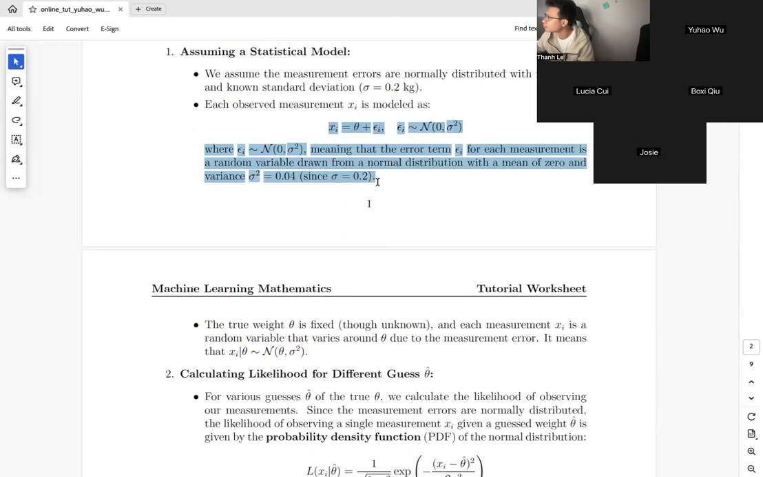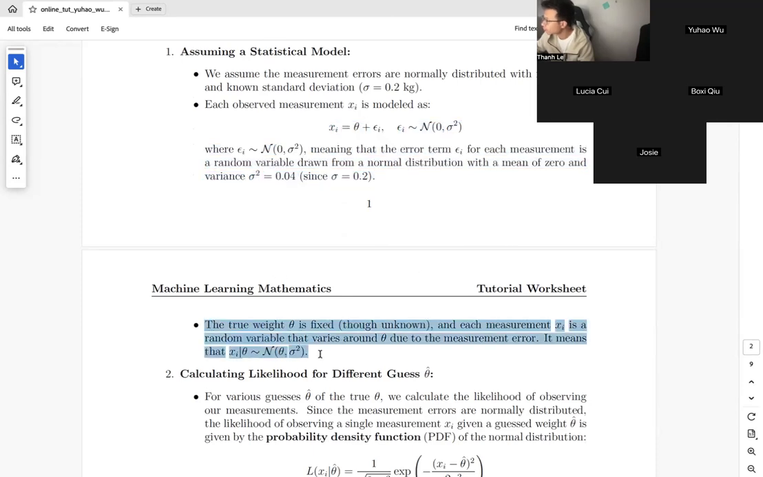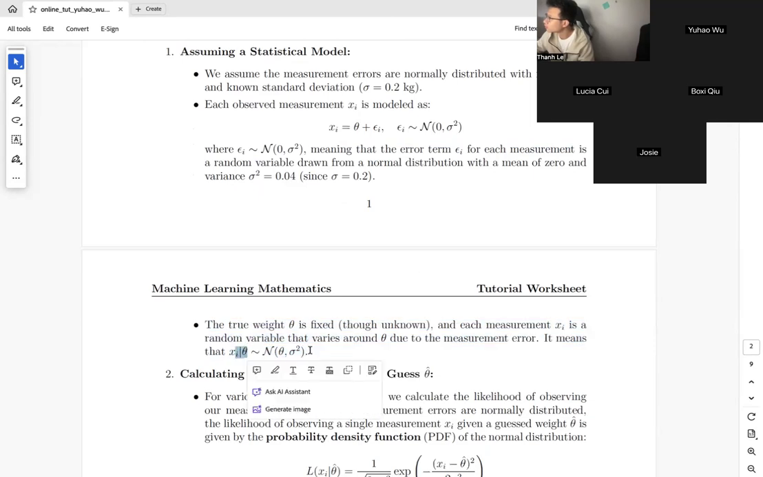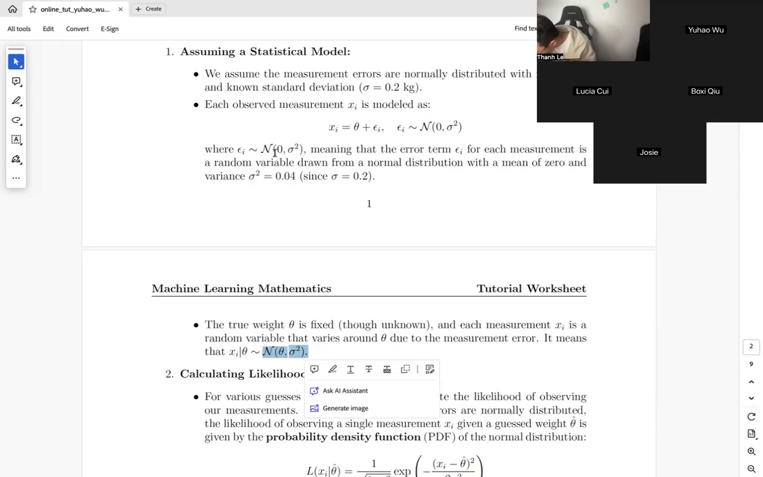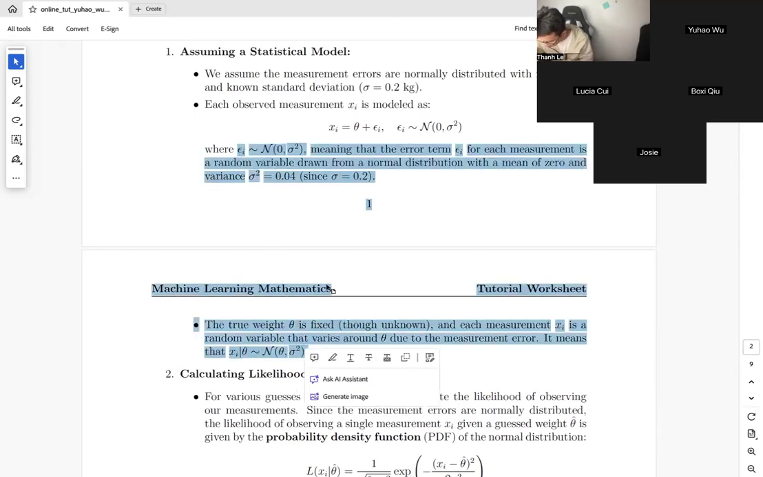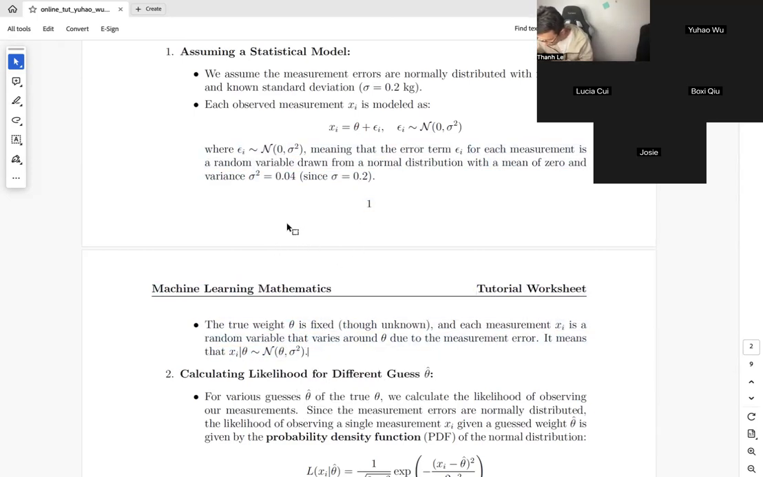Based on this assumption, we know that x conditioned on theta also belongs to a normal distribution. Maybe someone has an issue with this connection: why, if we assume the error belongs to a normal distribution, does x conditioned on theta also come from a normal distribution? We will go through this part in a later section.